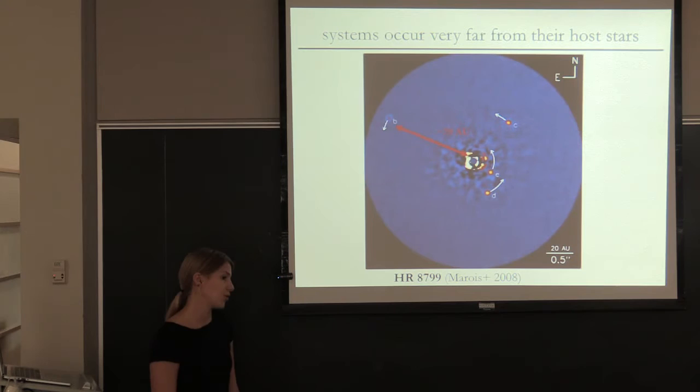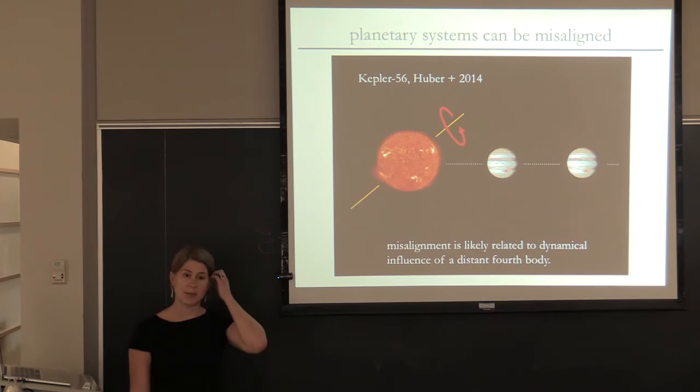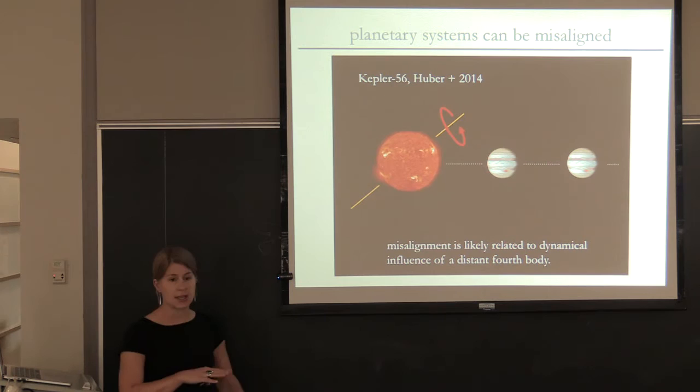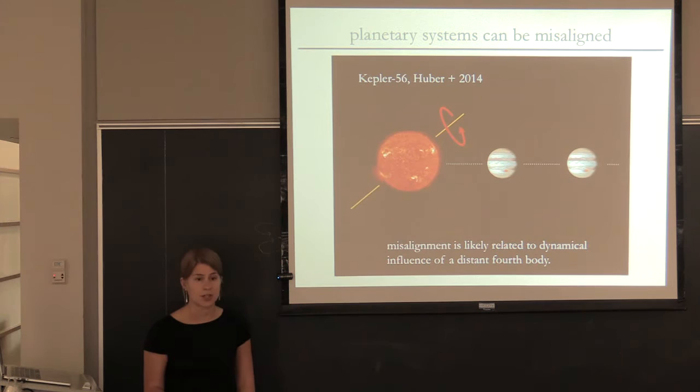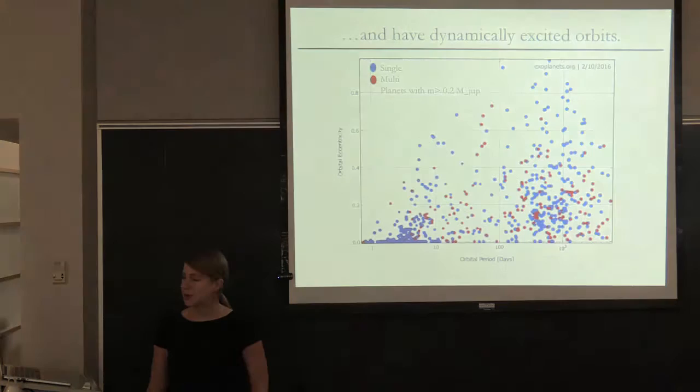We also know that systems can have dynamically excited orbits. Here is Kepler 56. This has two planets, they're both transiting, they lie in a common orbital plane, but that orbital plane is misaligned from the spin of the host star by something like 45 degrees. And it's thought that this misalignment is a result of some dynamical interaction from a third body, distinct from these three here. We also know that gas giants, in particular, can have quite eccentric orbits.